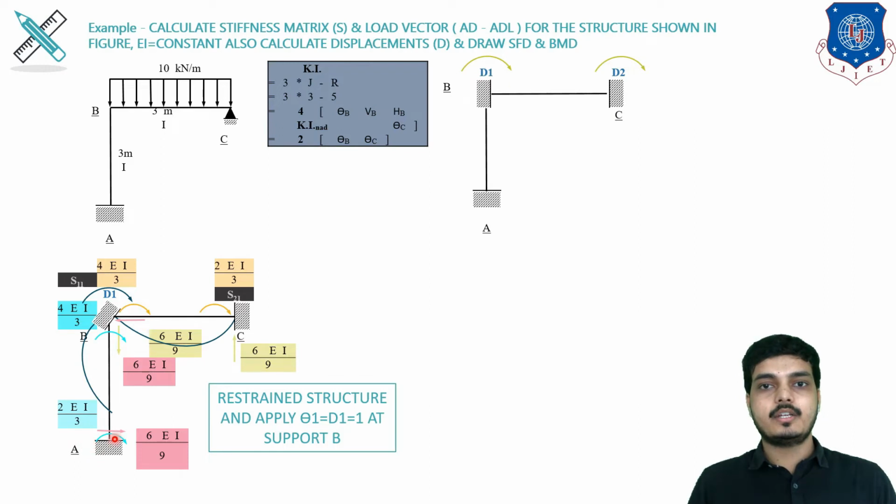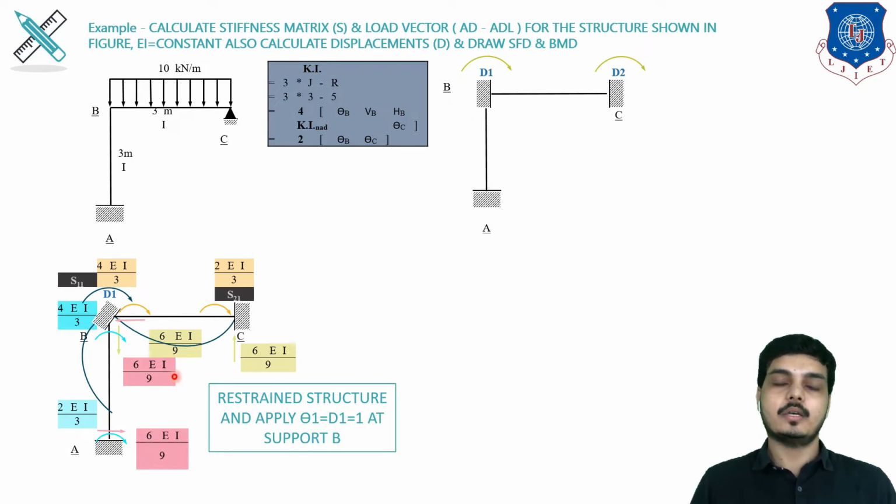Here the reactions and moments will be: where I have applied theta there will be 4EI upon L, at the opposite end it will be half of it. Here also 4EI upon L moment and at the opposite end half of it. L is my 3 and reaction is 6EI by L square. As both the moments are clockwise, its reaction will be anti-clockwise. You can see this pink color and this pink color are moving anti-clockwise for AB span. Similarly this green color and this green color are moving anti-clockwise for BC span. The formula remains the same, 6EI by L square.